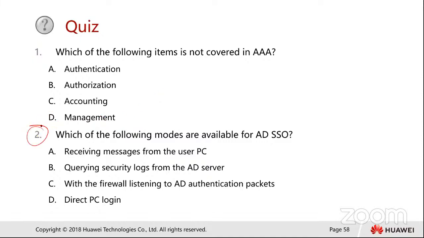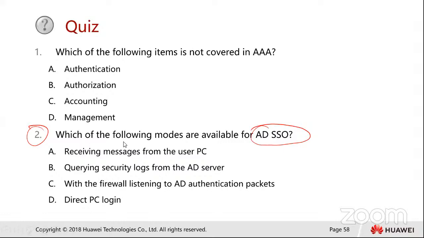Let us look at question 2 now. Which of the following modes are available for the Active Directory single sign-on? We have A, receiving messages from the user PC. We have B, querying security logs from the Active Directory server. We have C, with the firewall listening to the Active Directory authentication packets. And we have D, direct PC login.